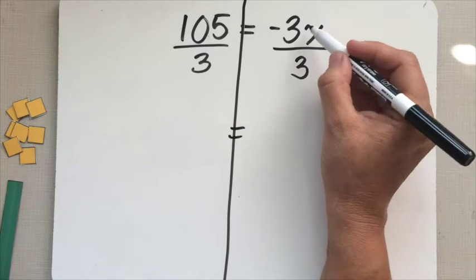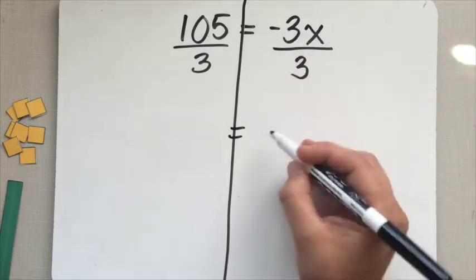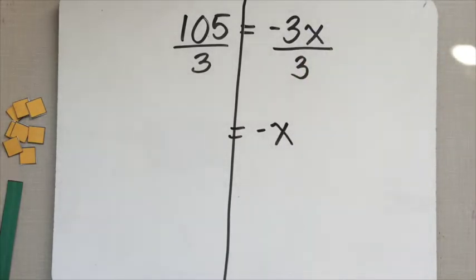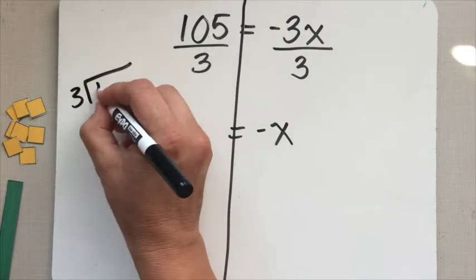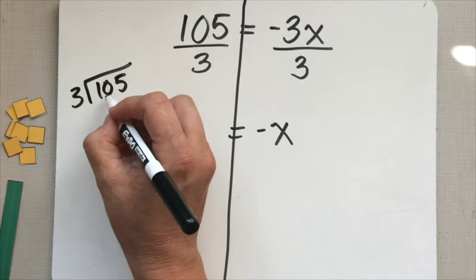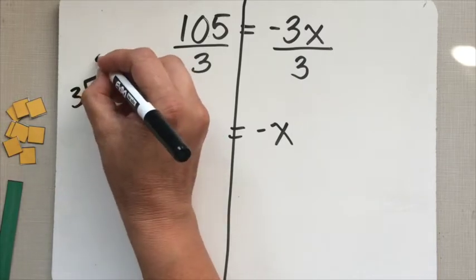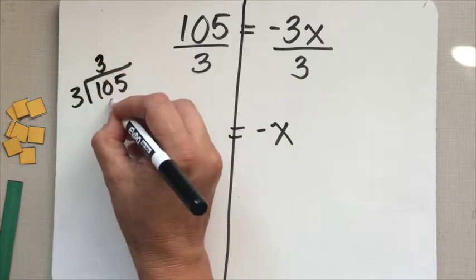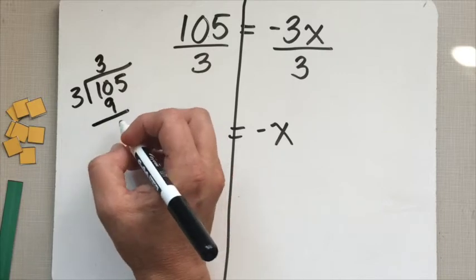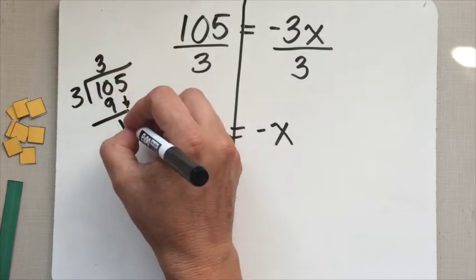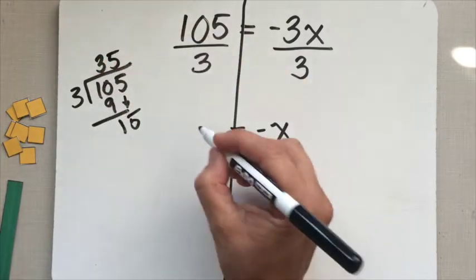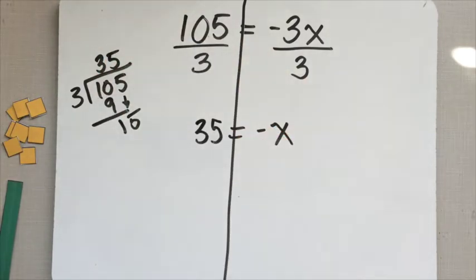On this side, when I divide these 3 negative x's into 3 groups, I'm going to end up with 1 negative x in each group. And on this side, 3 into 105. Let's do that real quick. 3 goes into 10 3 times. 3 times 3 gives me 9. And there's 1 left over. I'm going to bring down the 5. 3 goes into 15 5 times. So this is a positive 35.